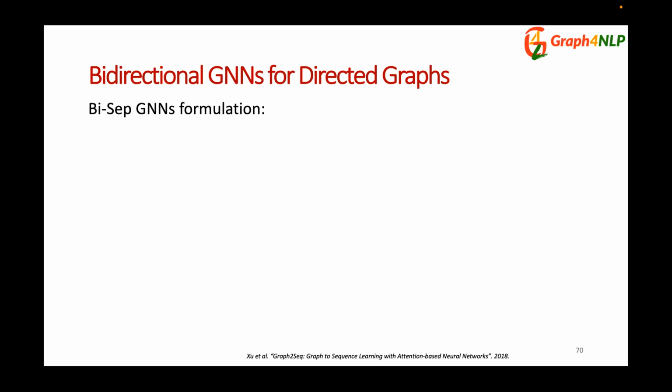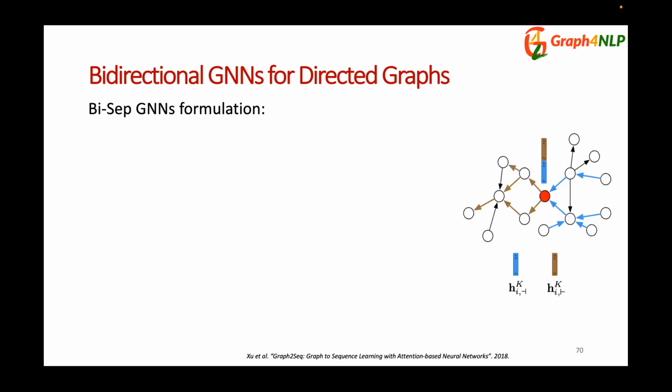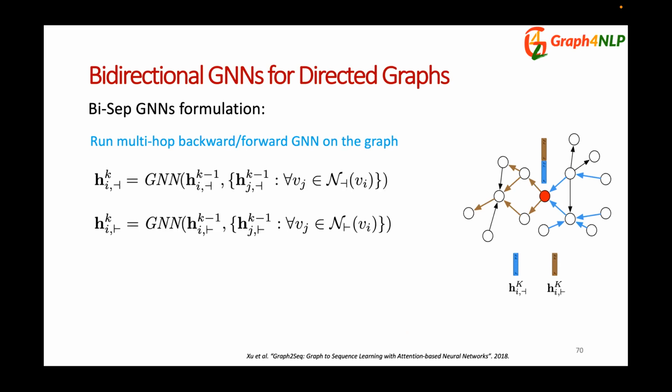And next, we will talk about the bidirectional GNNs, which are specifically designed for directed graphs. We summarize two variants of bidirectional GNNs. The first one we call Bi-Sep GNN. Bi-Sep works very similar to the famous BiLSTM model. In the first step, we run multi-hop backward or forward GNN on the graph.